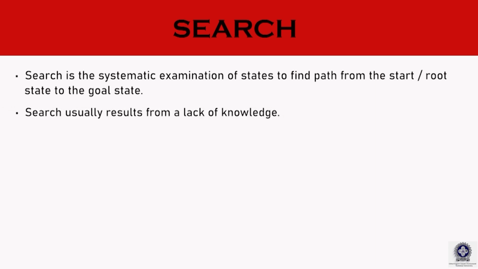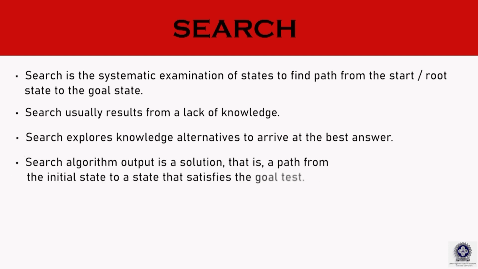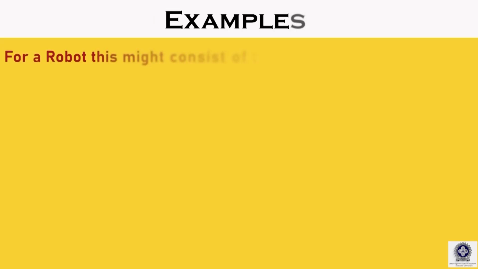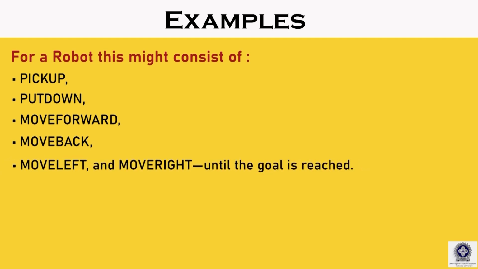Search usually results from a lack of knowledge. Search explores knowledge alternatives to arrive at the best answer. The search algorithm output is a solution, that is a path from the initial state to a state that satisfies the goal state. Examples for a robot: this might consist of pick up, put down, move forward, move back, move left and move right until the goal is reached.